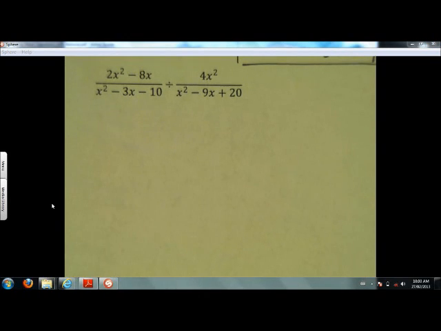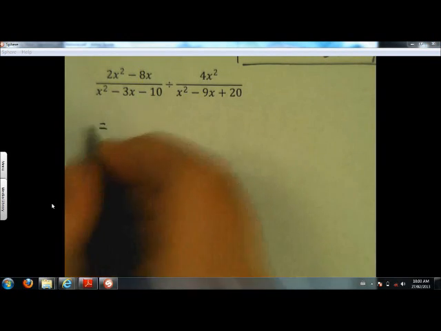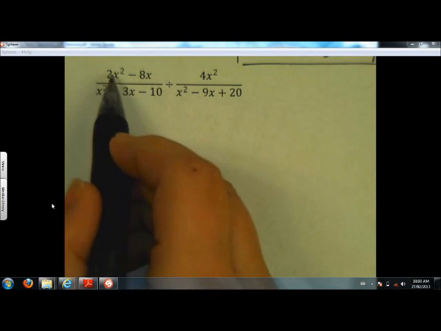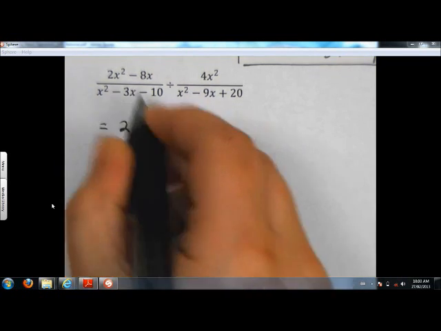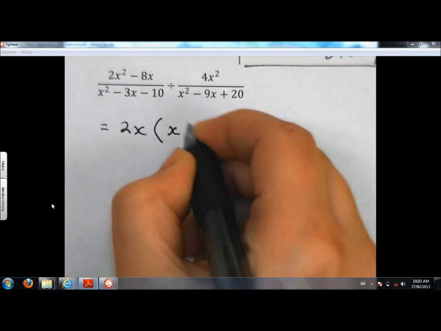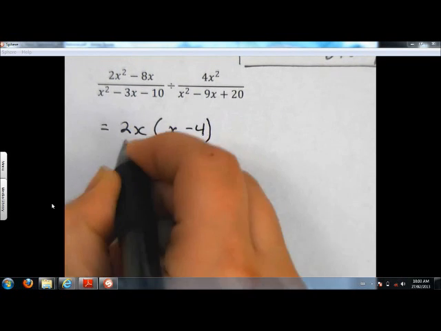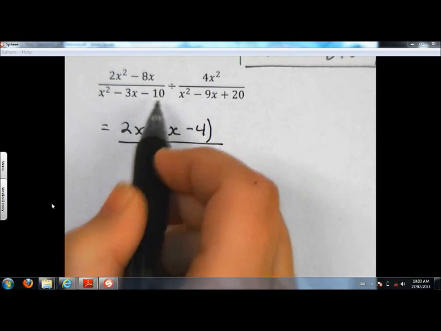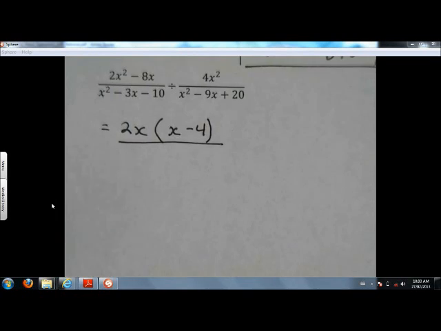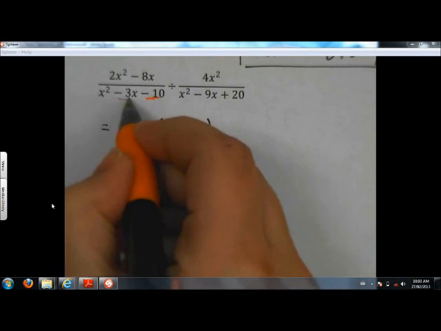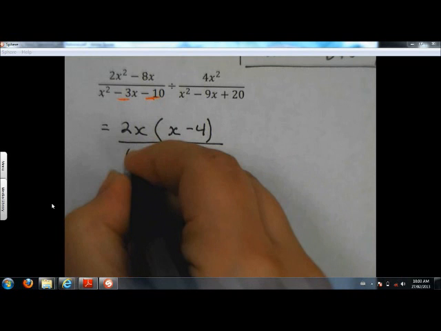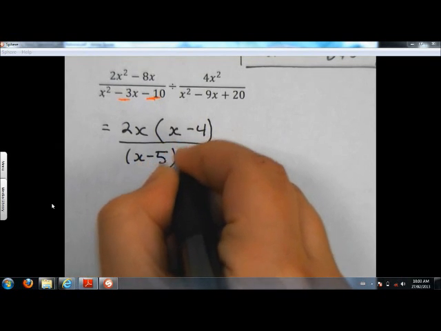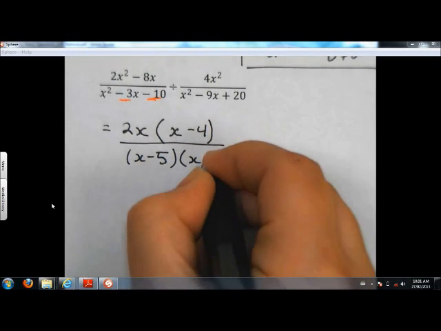Let's go for it. First step, let's factor this out. 2x squared minus 8x, I can factor out a 2 and an x. I'm left with x minus 4. My denominator, the polynomial. So that means I'm looking for two numbers that multiply to negative 10 and add to negative 3. So that's got to be an x minus 5 and an x plus 2.